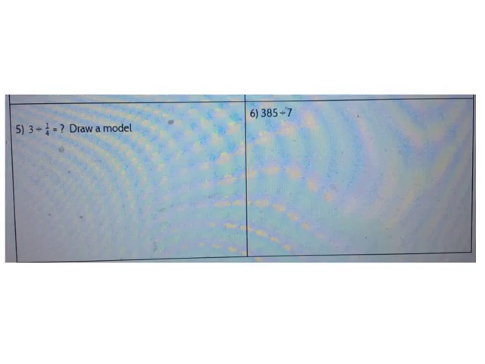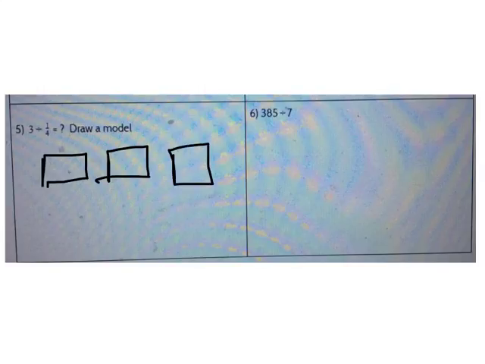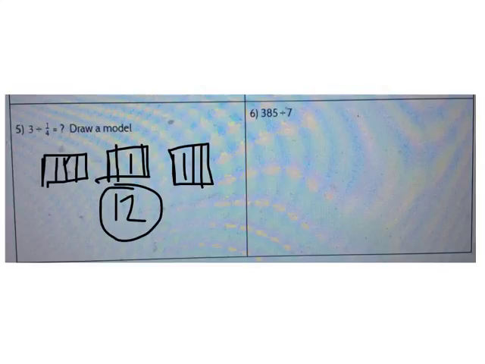Now let's do number 5. 3 divided by 1/4. What's the dividend here? It's 3. So what am I going to start my model with? 3 wholes. How many pieces do I need to split each whole up into? I need to split each whole into 4 pieces because 4 is the denominator. Then I can count the pieces. What's 3 divided by 1/4? It's 12. There are 12 fourths inside of 3.